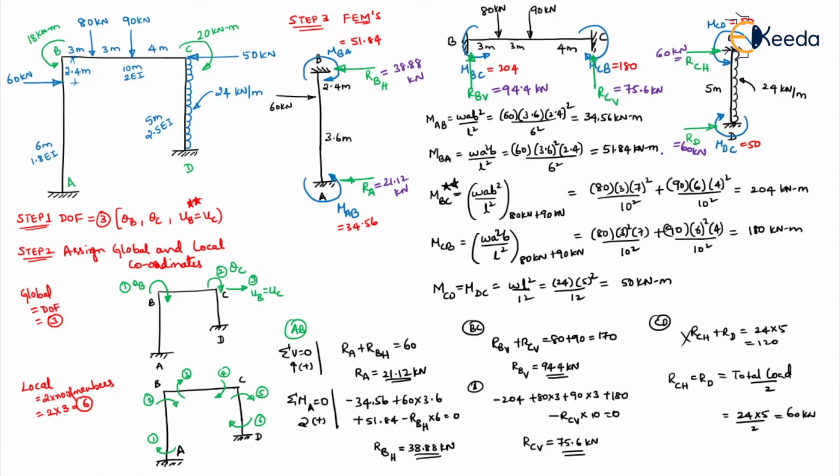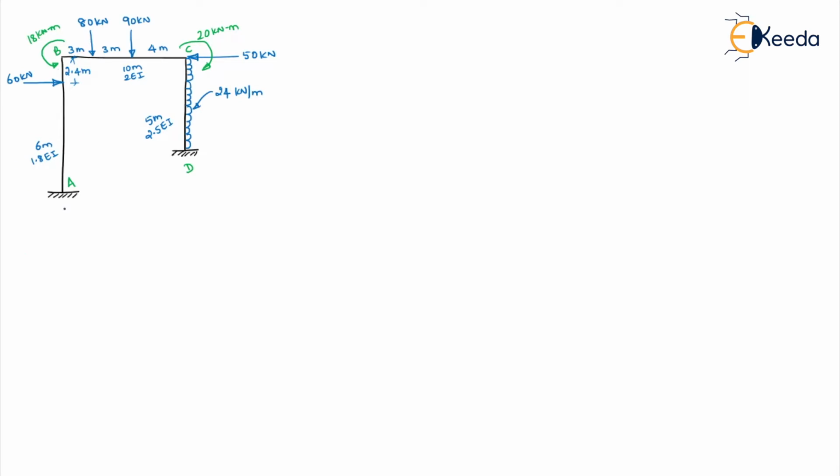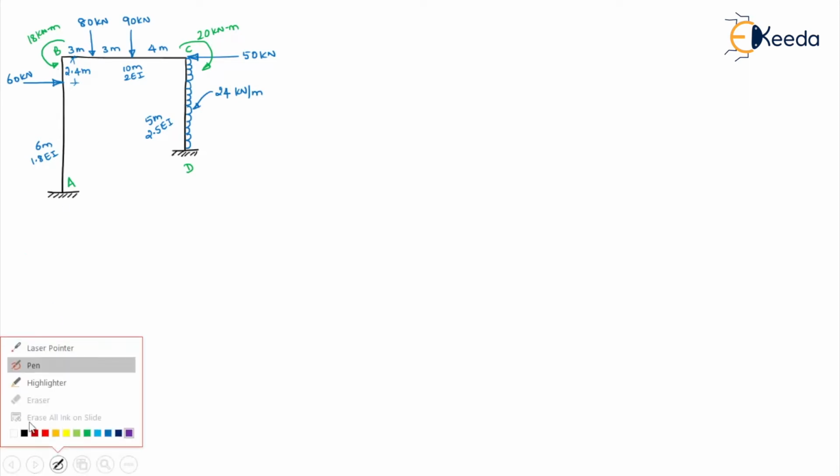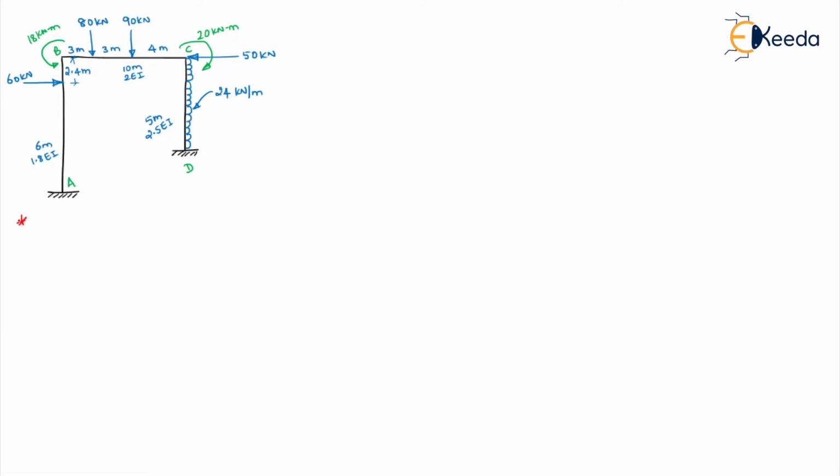So once you have found your FEM values, what you should do? You have to find your EQJLs. Right? How will we do that? You just have to change the direction of your fixed end moment. So let's go to step number 4, EQJLs. Right?